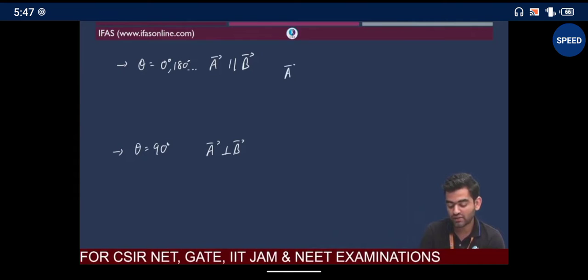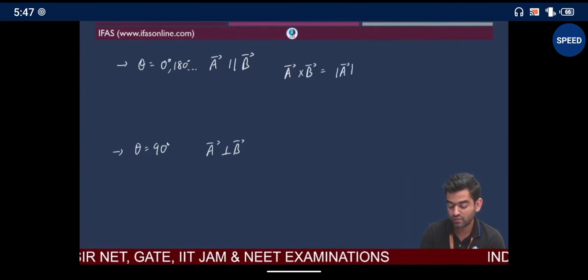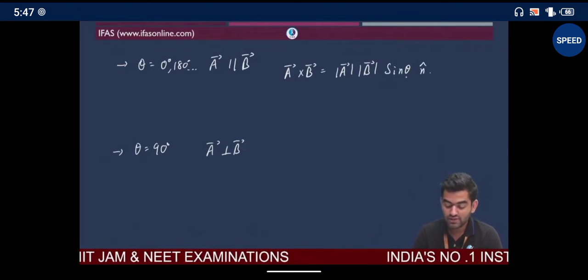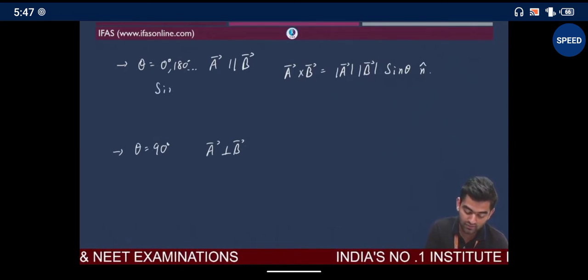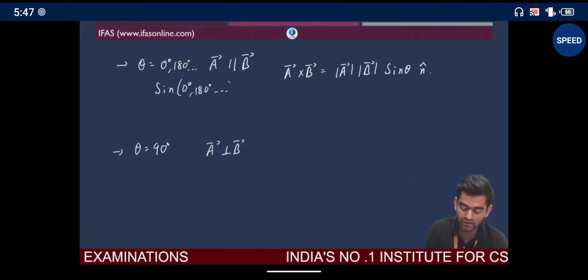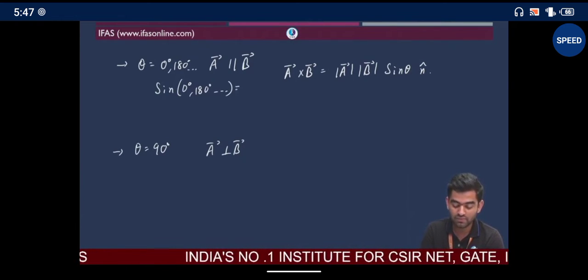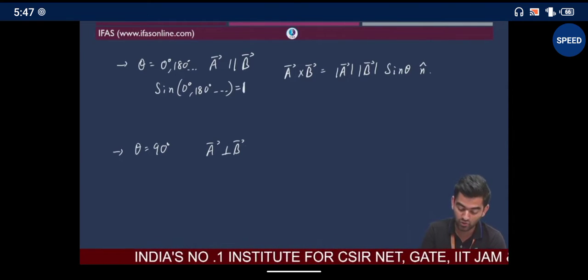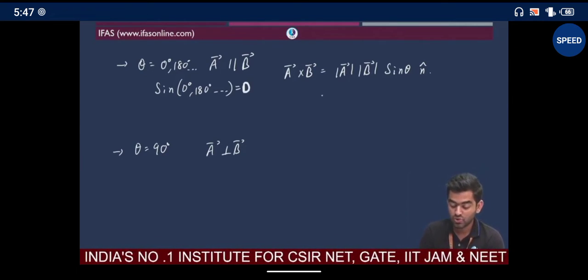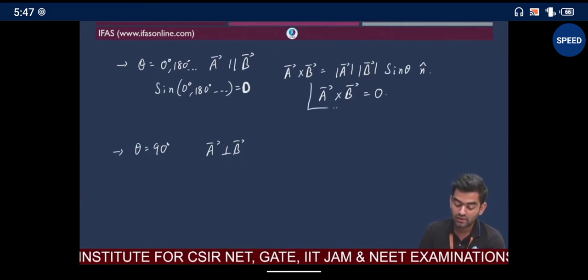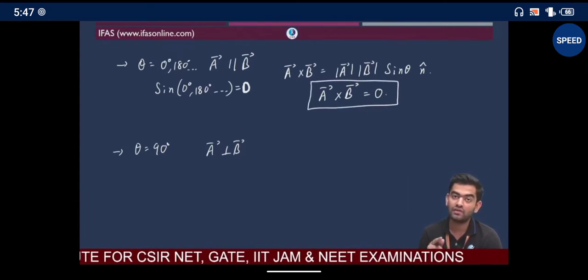Now in this case, the product of A vector cross B vector is equal to the magnitude of this into sin theta. So sin theta for theta equals 0, 180, or any multiple of 180, it will be simply 0. So the A vector cross with B vector is 0. So when the two vectors are parallel, their cross product is 0.